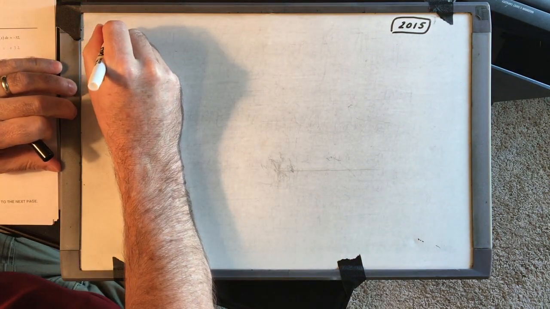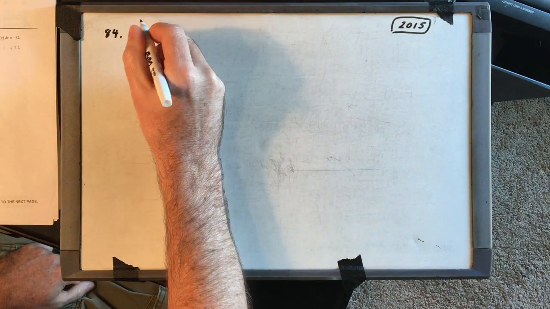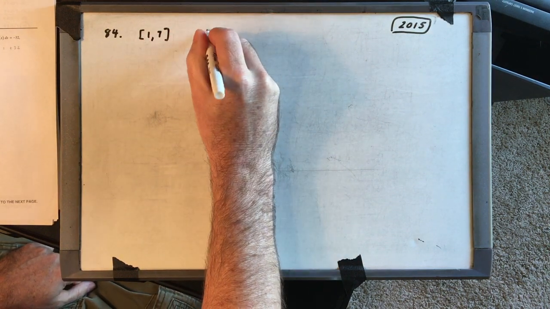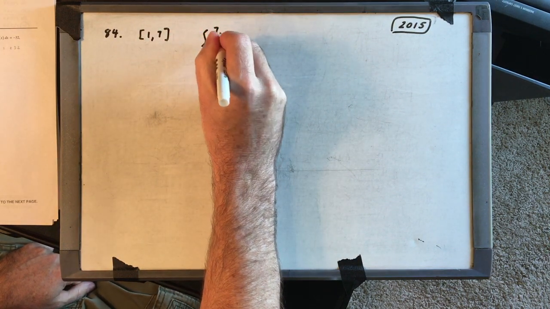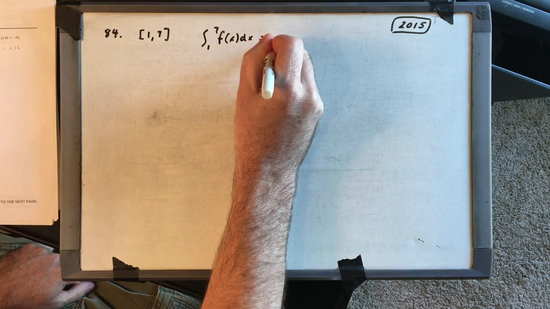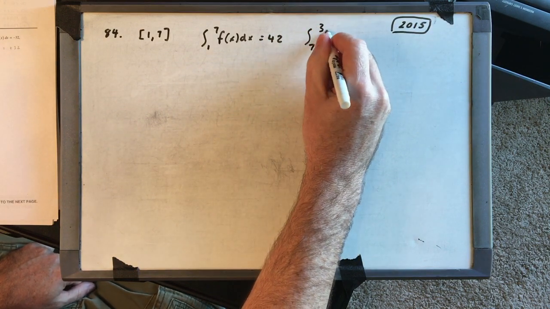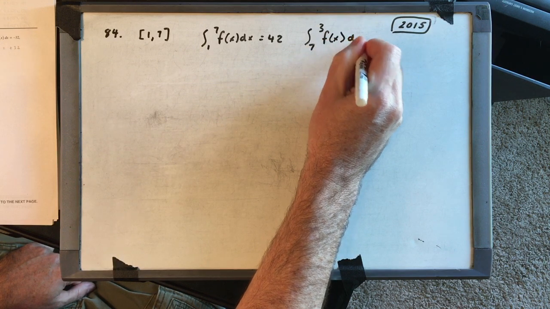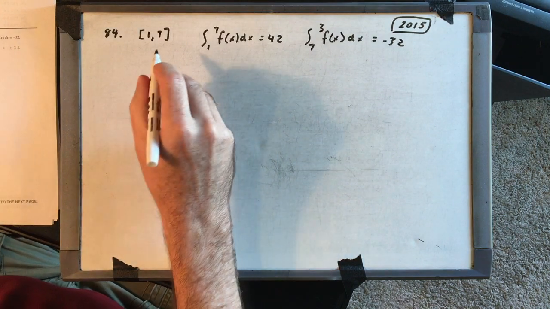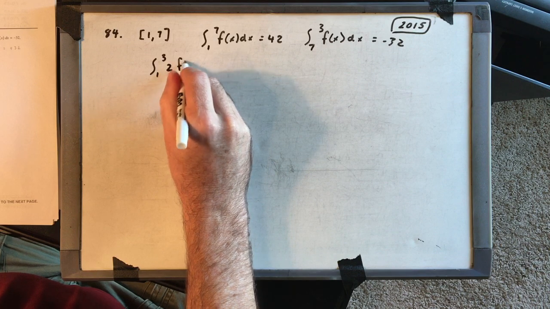Okay, let's look at 84. It says f is continuous on a closed interval 1 to 7. So it's continuous. It says that the integral from 1 to 7 of f of x dx is equal to 42, and the integral from 7 to 3 of f of x dx is negative 32. We want to know what is the integral from 1 to 3 of 2 f of x dx.